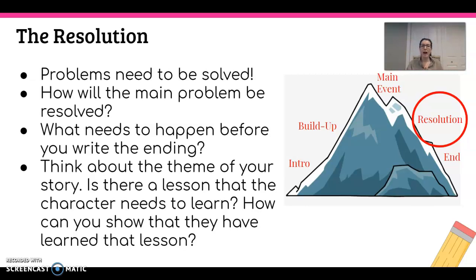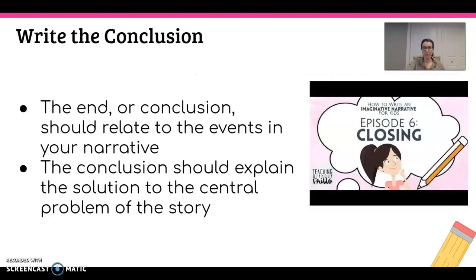So you need to think about how will the main problem be resolved in your story? What needs to happen before you can write your conclusion? Think about the theme of your story. Is there a lesson that the character needs to learn? If so, how can you show that they have learned that lesson? What does the character need to accomplish? What actions need to take place? What dialogue needs to be included before you can wrap up the ending and show that your character has either learned their lesson or learned something about themselves or tied into that theme a little bit? What is the heart of your story?